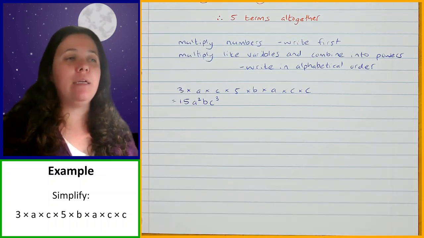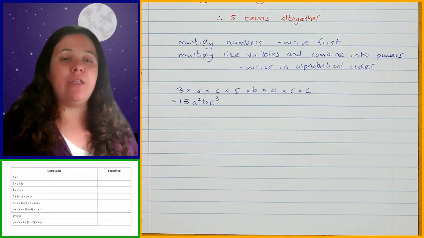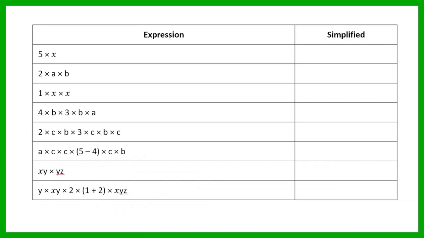Okay, so that's what you're going to be doing with all the examples in this table over here. You're going to take each of these expressions that have been given to you, and write them as a simplified version, just like we did in the example we just did. So you're going to multiply together, take out all the times signs, make sure that the variables are in alphabetical order, make sure that the numbers are written first, and if you have the same variables being multiplied together, you combine them into powers. And then something that I didn't mention earlier is that if your number is 1, and it is being multiplied by variables, then you don't write the 1, you just write the variables. Okay, so I'm going to give you 2 minutes to complete this table.